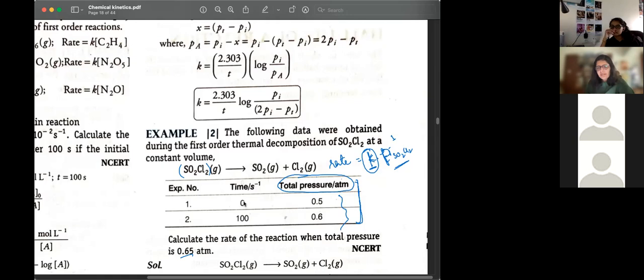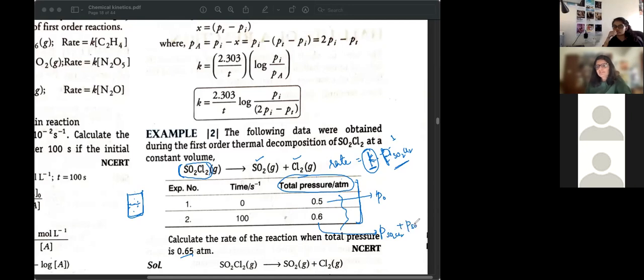Okay. At time t equal to 0, what do you find in the reaction vessel? The total pressure of SO2Cl2. There you go. So this is basically your P0. All of the 0.5 atmospheres is from SO2Cl2 only. Then after t equal to 100 seconds, the reaction has progressed, which means you have a little bit of SO2 and a little bit of Cl2 as well. So 0.6 is the pressure of SO2Cl2 plus the pressure of SO2 plus the pressure of Cl2. So you have to use stoichiometry to get the relation between all three.